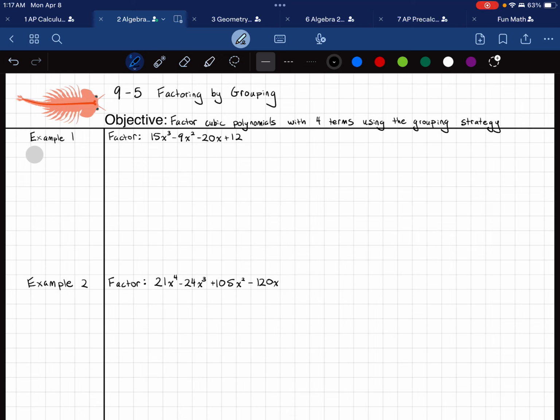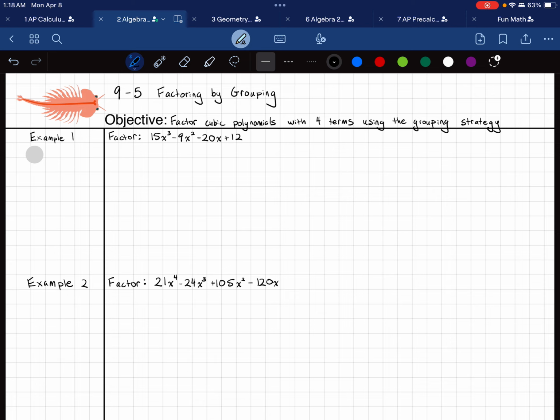This is Algebra 1, Lesson 9-5, Factoring by Grouping. The terrible lesson, Factoring by Grouping. It is notoriously difficult for most students, and it is reviewed again in Algebra 2 and used as a tool at very high-level math classes. All right, our objective today is to factor cubic polynomials with 4 terms using the grouping strategy.